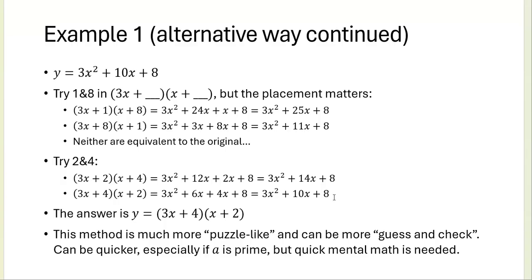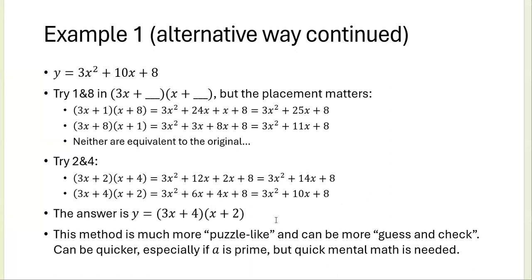So why do I personally do it this way? Well, it can be quicker than the other way, especially if this first term, this a, is prime. Like in this case, 3 is prime, so it limits your possibilities a lot. The other reason why it's quicker is if you're good with mental math, you can do these additions quickly in your head. Of course, if your teacher requires you to do it the other way, please, by all means, do it that way.